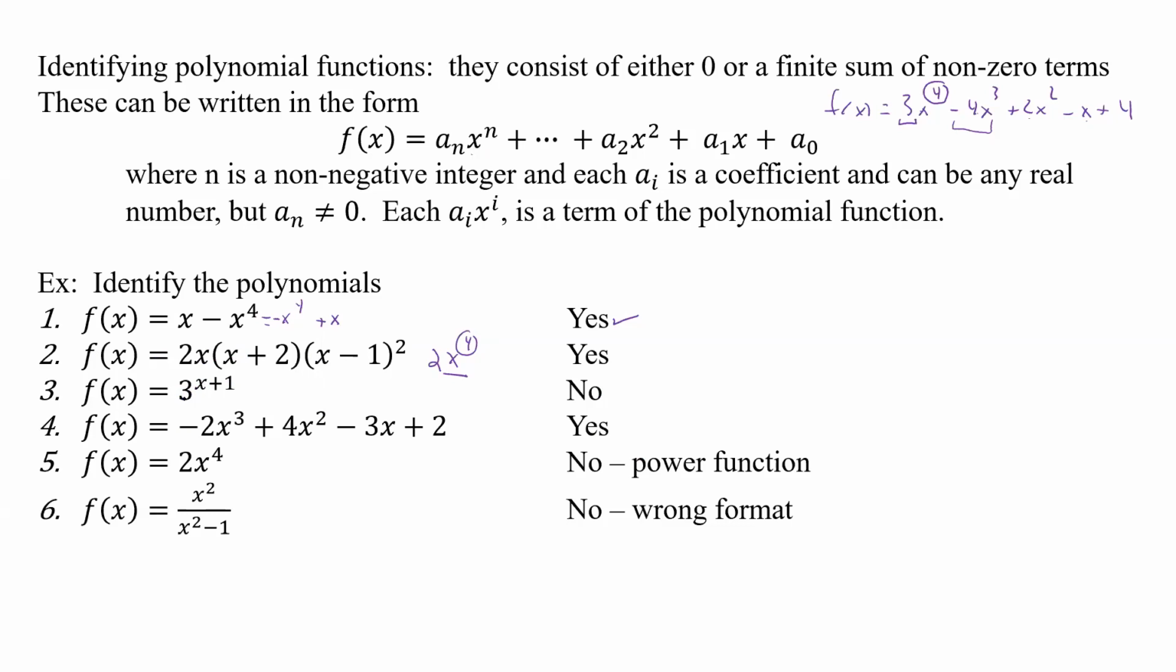So that one is not going to be a polynomial. Now this next one, number 4, is just in the normal form of a polynomial. You just have the highest power and then decreasing powers after that. And so that one is.